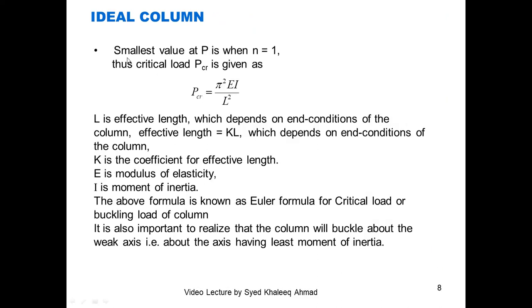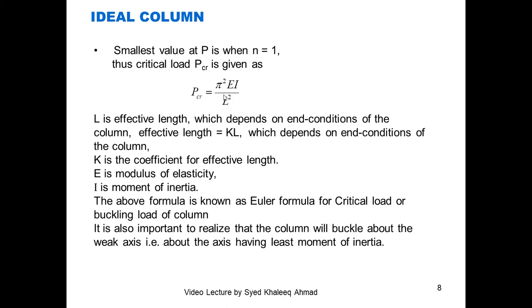So this will be the smallest value of the load at which buckling will start. This is known as critical load, P critical equals pi square EI over L square, where L is the length of the ideal column. In this case, we have taken an ideal column which was having both ends pinned.